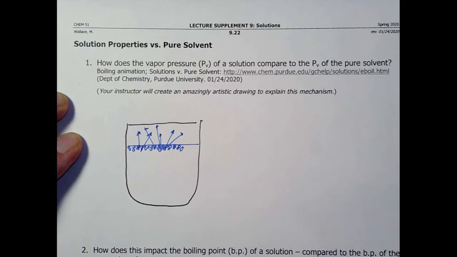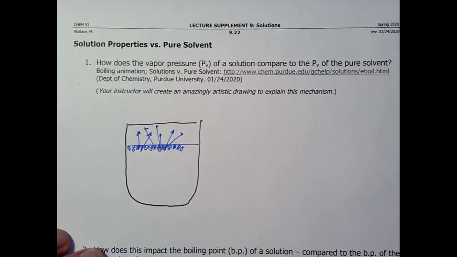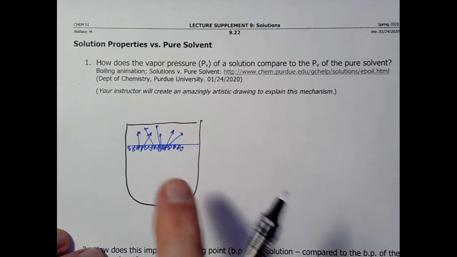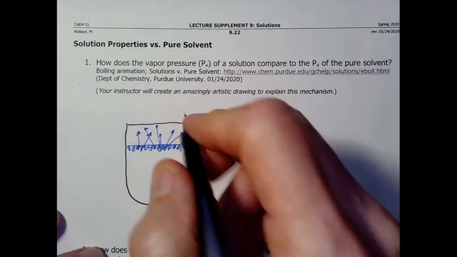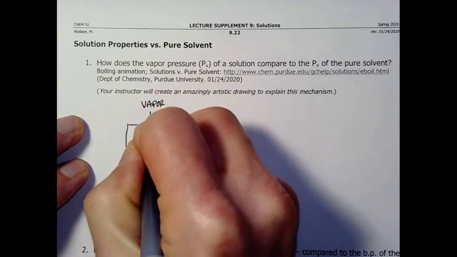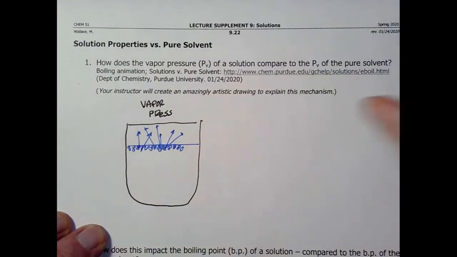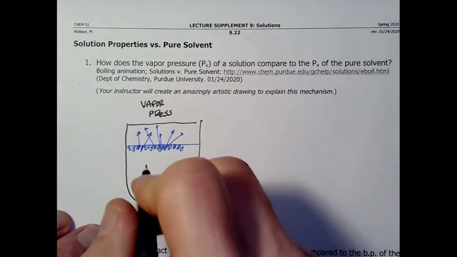A common example of this is if you go to put gas in a car on a hot day and you open up the gas cap, you hear that whoosh coming out of there. That's the vapor pressure of the gasoline escaping. So I've got some vapor pressure from the evaporation. Now over here, I'll make a note.